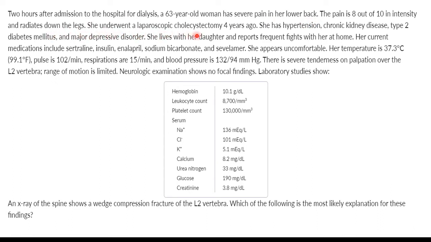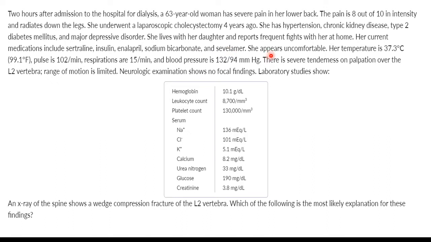She underwent a laparoscopic cholecystectomy 4 years ago. She has hypertension, chronic kidney disease, type 2 diabetes mellitus, and major depressive disorder. She lives with her daughter and reports frequent fights with her at home. Her current medications include sertraline, insulin, enalapril, sodium bicarbonate, and sevelamer.